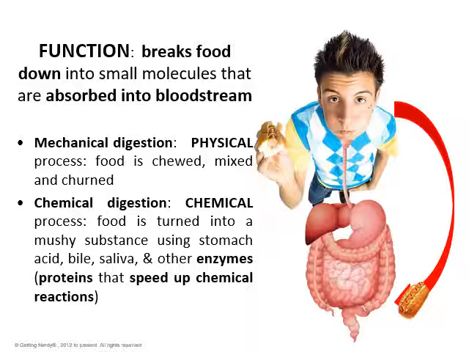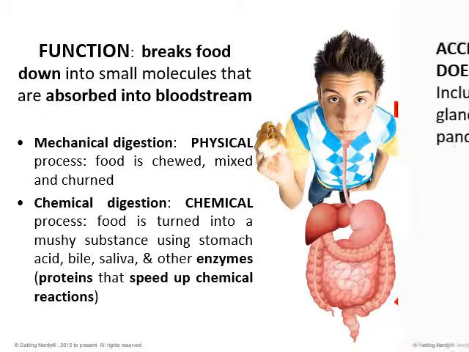Chemical digestion is a chemical process. Chemical digestion is when your food turns into a mushy substance using stomach acid, bile, saliva, and other enzymes. For example, some proteins help speed up chemical reactions within the body.